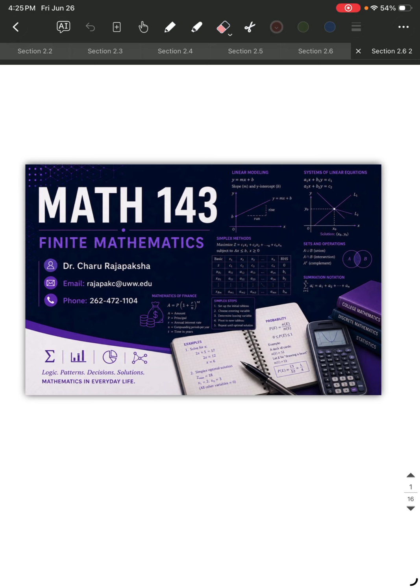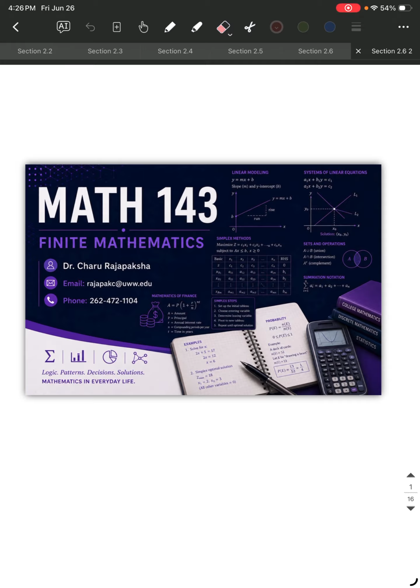Suppose we have matrix A. Can we divide by that matrix just like we divide by a number? The answer is yes, but only if the matrix has an inverse. So today's lecture focuses on determinants and inverse matrices.